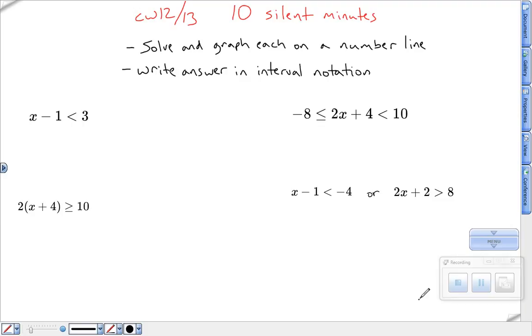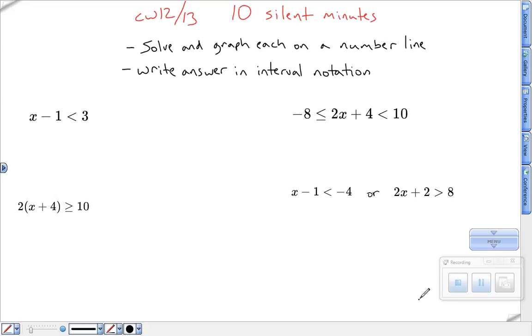All right, to solve these problems, these are called linear inequalities. You're going to solve them just like you would a normal equation and then graph them on a number line. Remember, less than is the inequality that looks most like an L. More than is the one that doesn't look like an L.